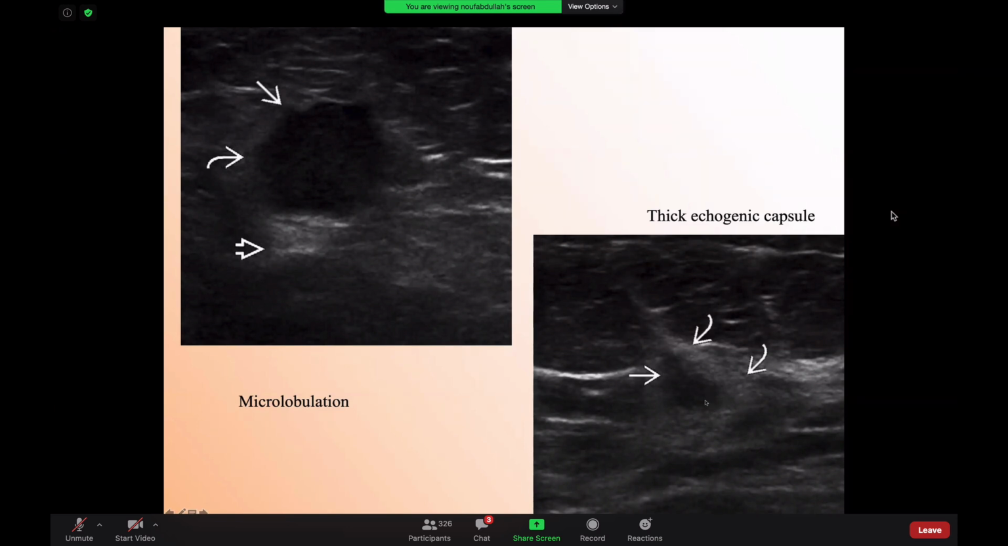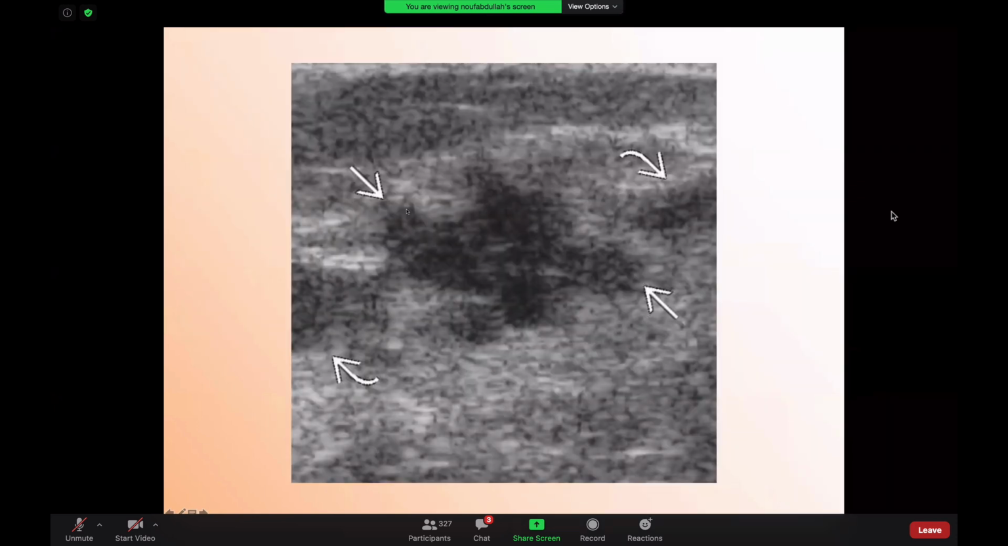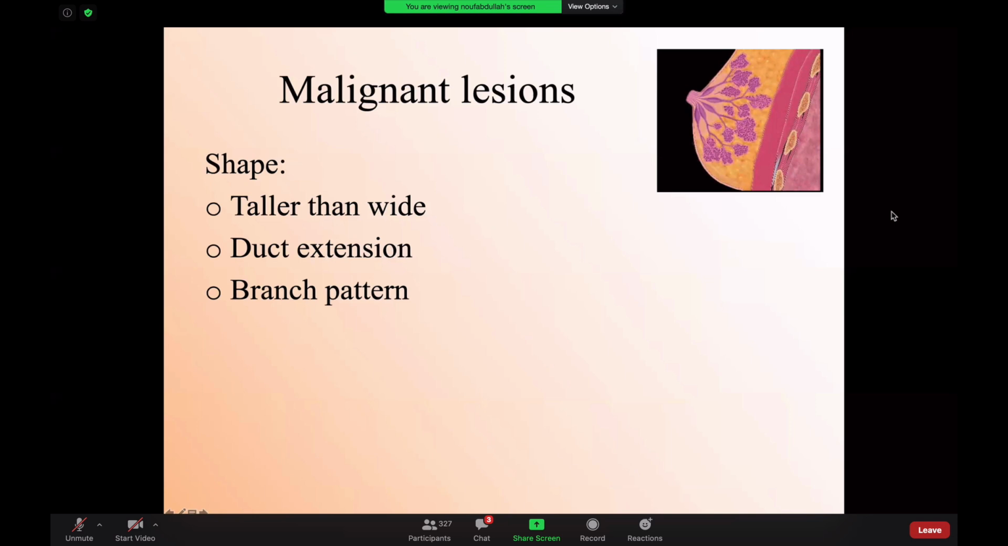If you look at this lesion, it is slightly in this feature. This lesion is more suspicious. When you look here around the lesion, you see this thick echogenic capsule around it. This is very suspicious. It means that this is a BI-RADS 4 lesion. Another lesion that you can see has a microlobulation. There are areas of thick echogenic capsule. This is a BI-RADS 4 lesion.